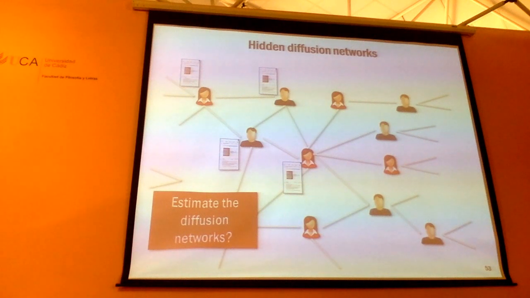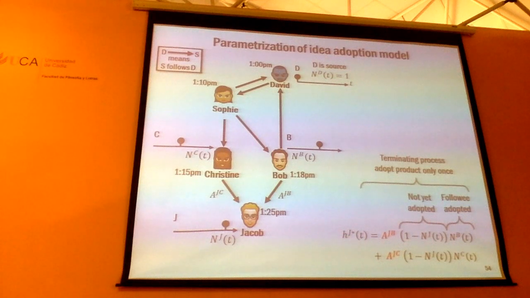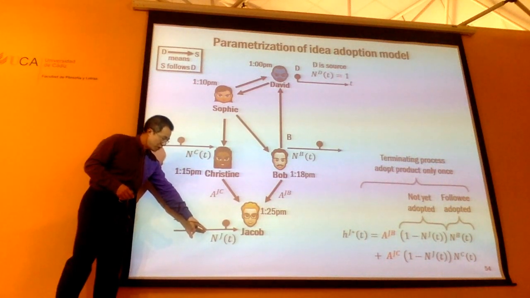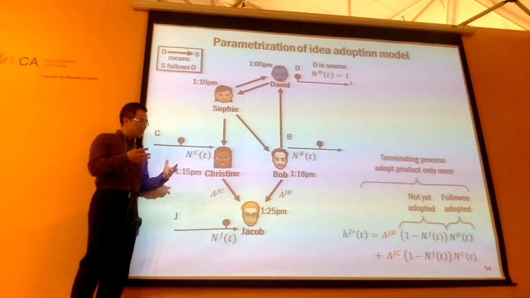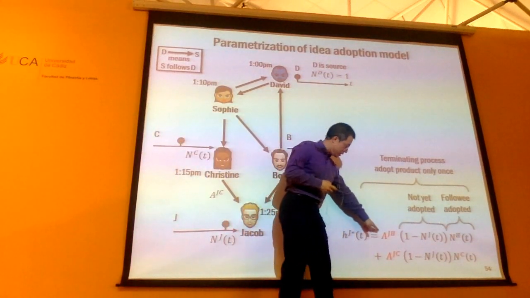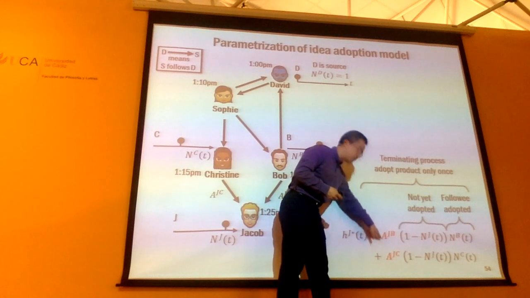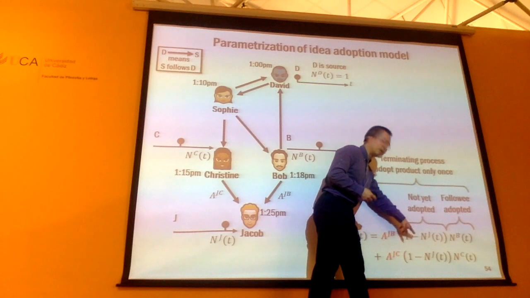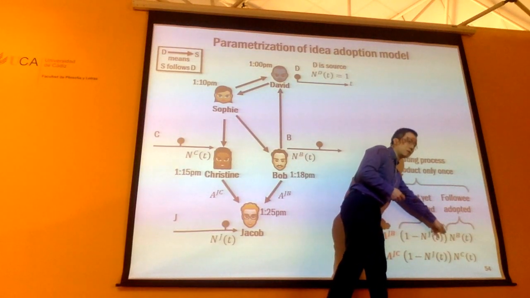So it's such a problem: estimate the parameters in this diffusion model. For instance, this is the idea adoption model we have seen earlier. When I try to describe whether Jacob is going to adopt the idea or not, I have a counting process for Jacob, and it's going to be a terminating point process. The intensity is going to be described by the two parents of Jacob, looking at whether Jacob has actually adopted that particular idea or not, and whether the parents have adopted the idea or not.